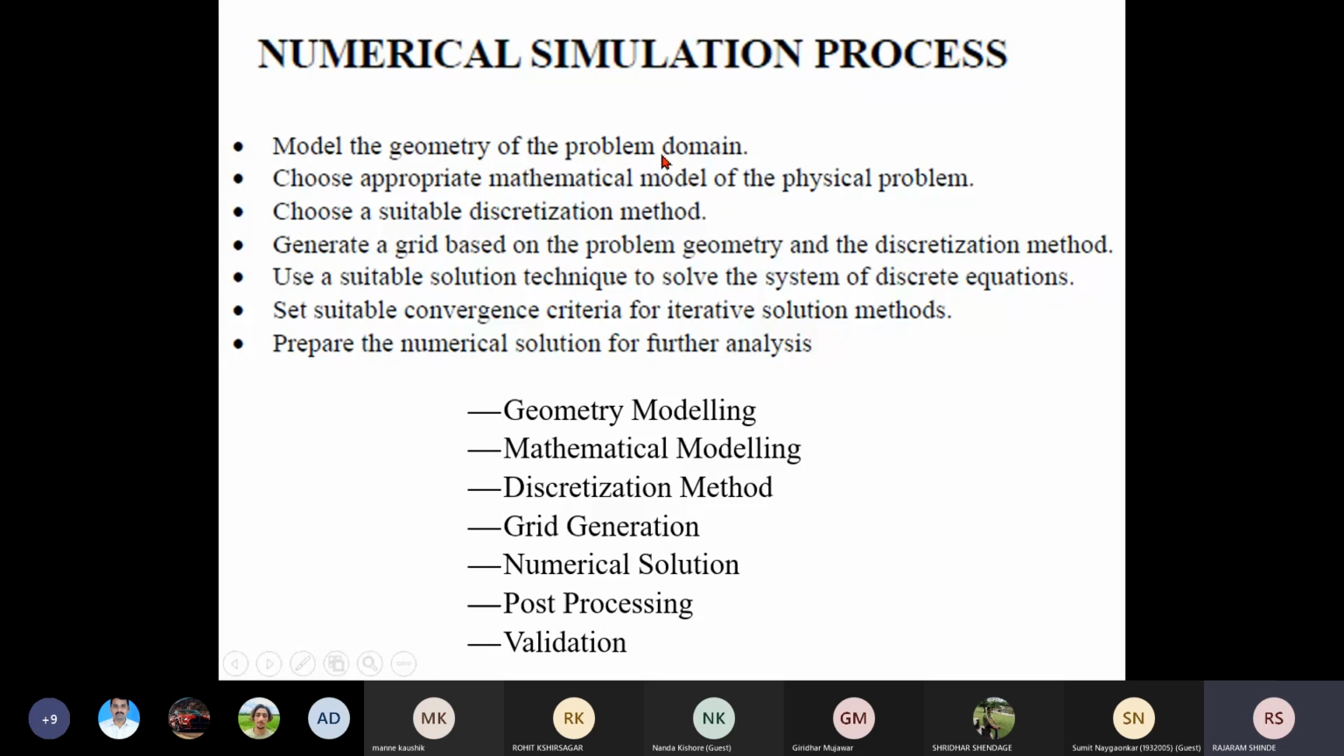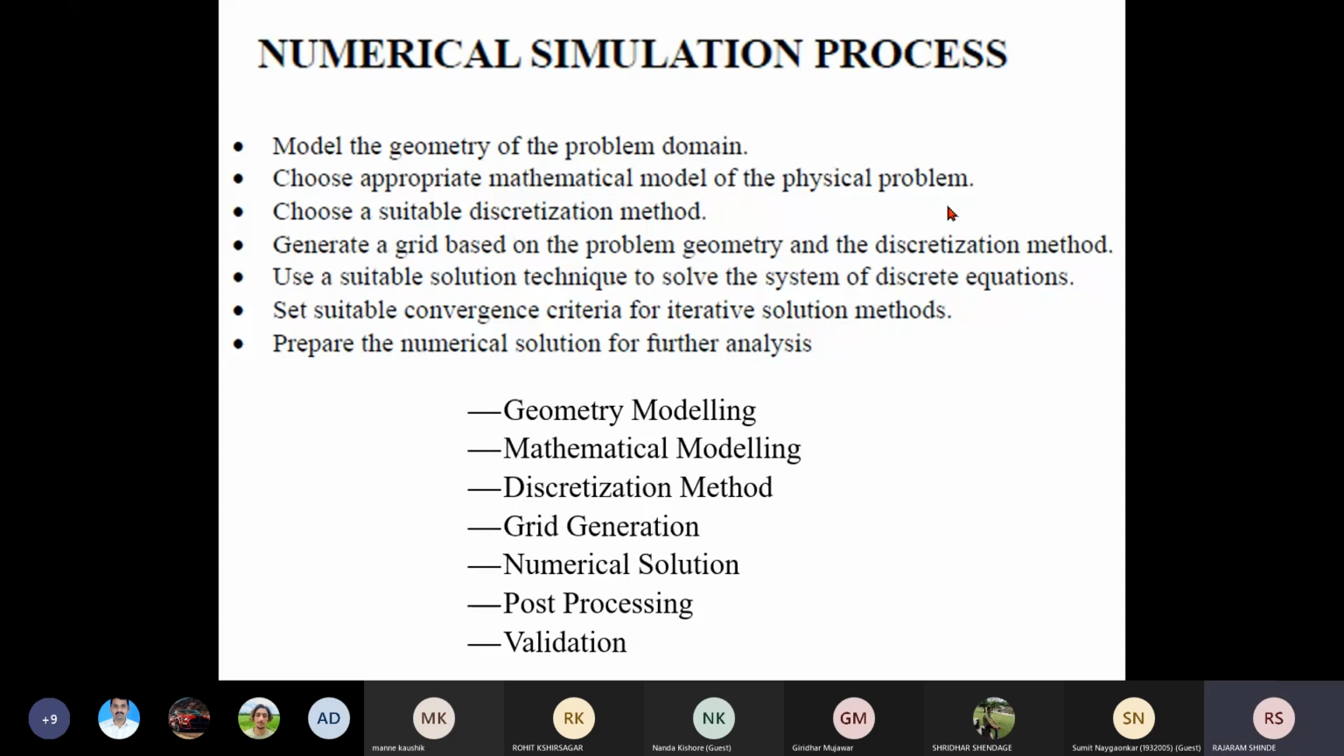Model the geometry of the problem domain. Okay, this is one thing. That means we have to model the domain of the problem. It may be any rod or any big domain. How to model that geometry during the numerical simulation. Now the next important thing is to choose an appropriate mathematical model of the physical problem. For that purpose we need a clear understanding of the governing equations.